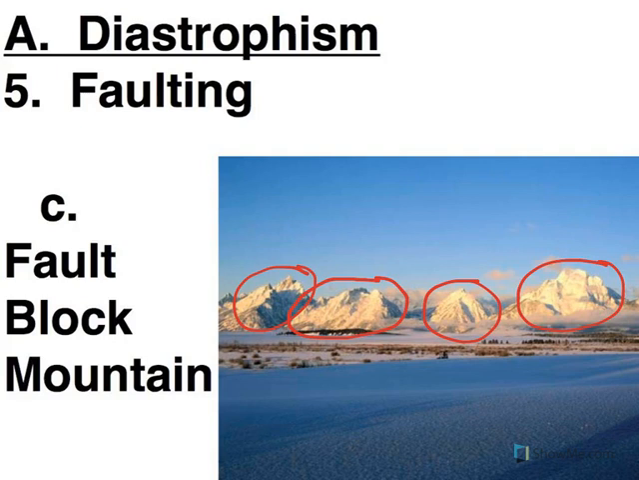So folding, deeper, more plastic, you get folded mountain chains. Faulting, it's closer to the surface, rocks are more brittle, you get a fault block mountain.